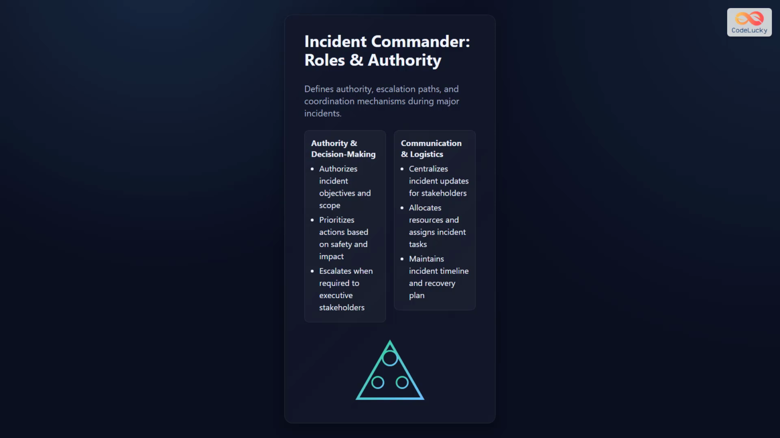An incident commander is the leader appointed to manage a critical incident from start to finish. They are responsible for coordinating all teams, making decisions, communicating with stakeholders, and ensuring the incident is resolved efficiently. The incident commander has full authority during the crisis, which means all teams report to them and follow their direction. This centralized leadership prevents confusion and ensures everyone works toward the same goal of restoring service.